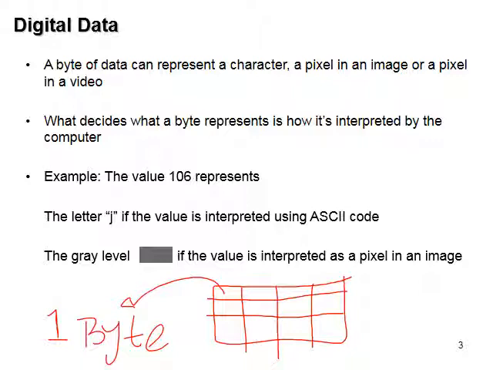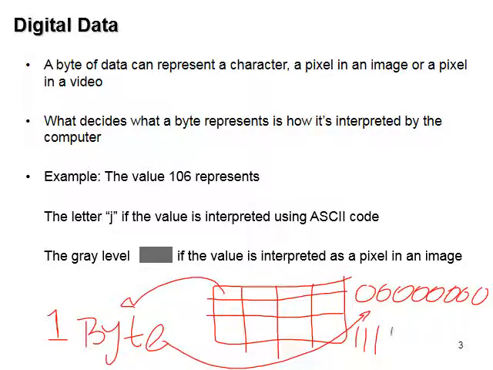So if the 1 byte is, let me write it here, all zeros, 1, 2, 3, 4, 5, 6, 7, 8, okay, all zeros, which means if you convert all zeros to decimal, you get 0. This is the representation of black. However, if it's all ones, you have 8 ones next to each other, 1, 2, 3, 4, 5, 6, 7, 8. If you convert 8 ones in binary to decimal, you will get the value 255. This is in decimal.